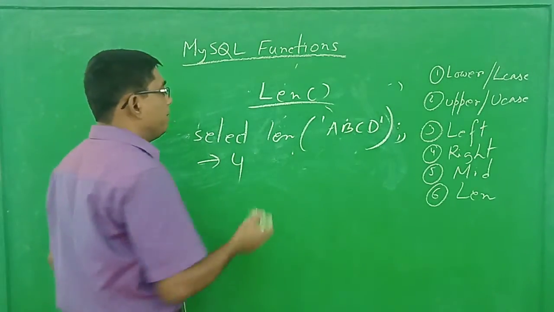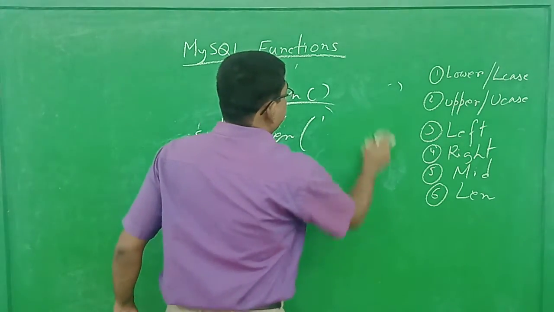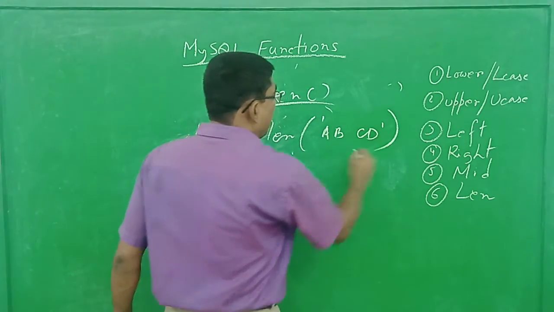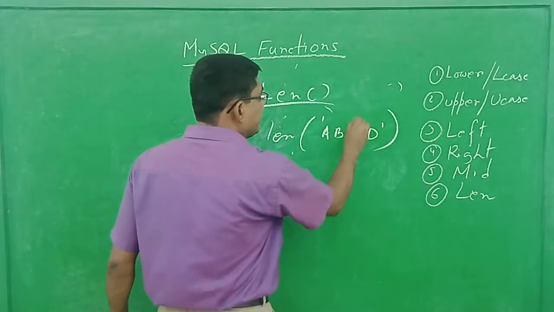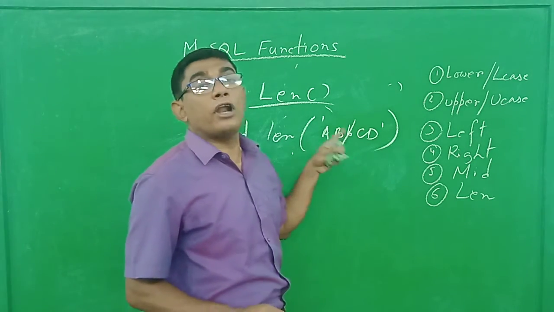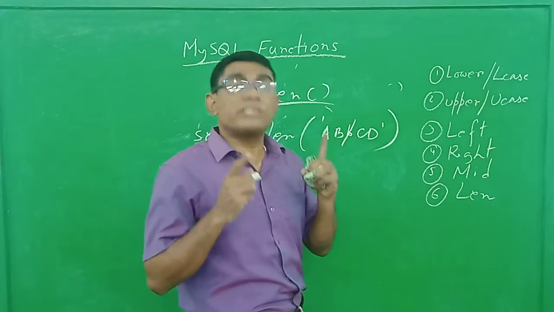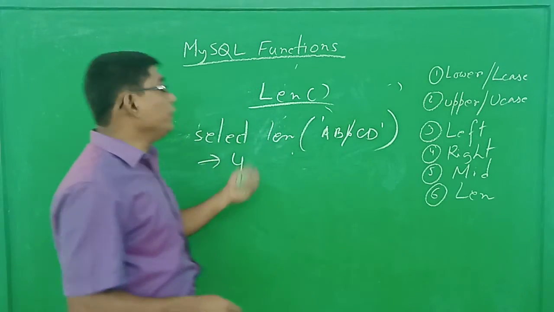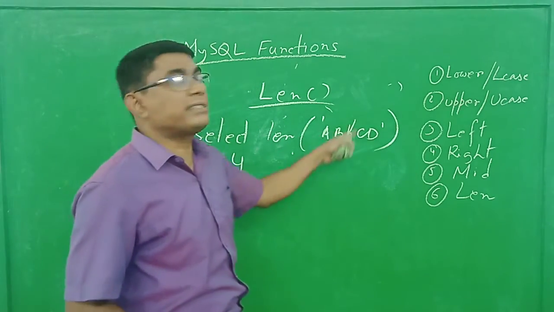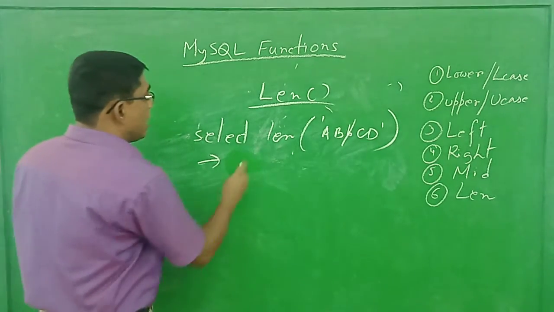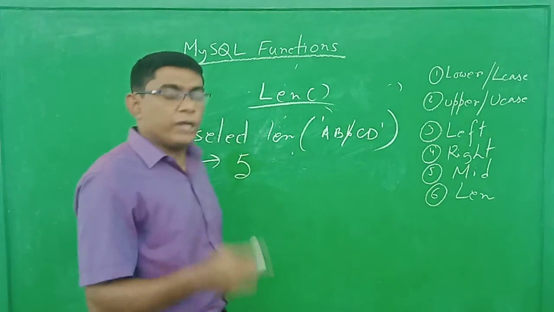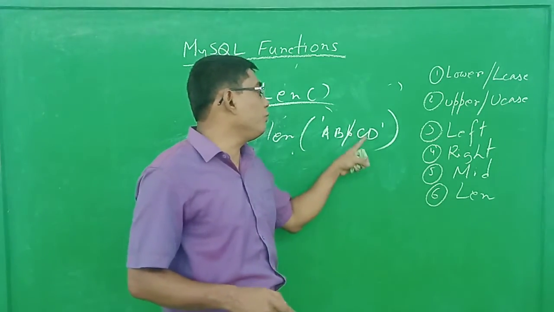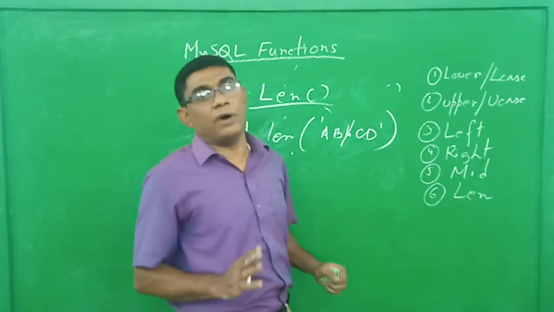Suppose there is another example. If you write SELECT LEN 'AB CD', and between AB and CD there is a space. Now what is the string? The string is AB space CD. Now if you write LEN 'AB CD', instead of 4 the answer will be 5, because space is also a character. So 1, 2, 3, 4, 5. So this is the LEN function.